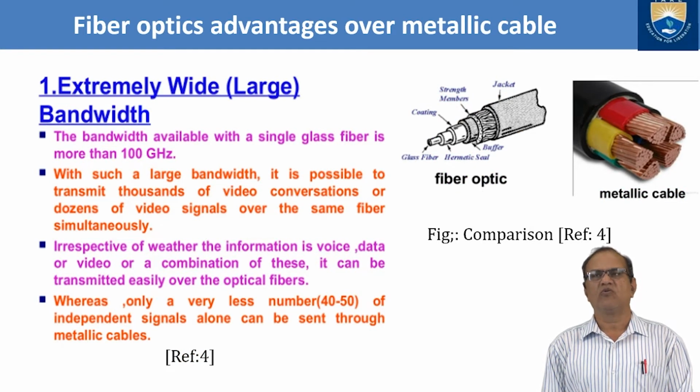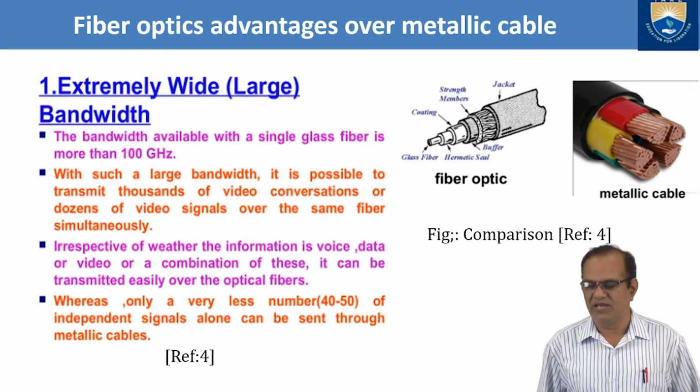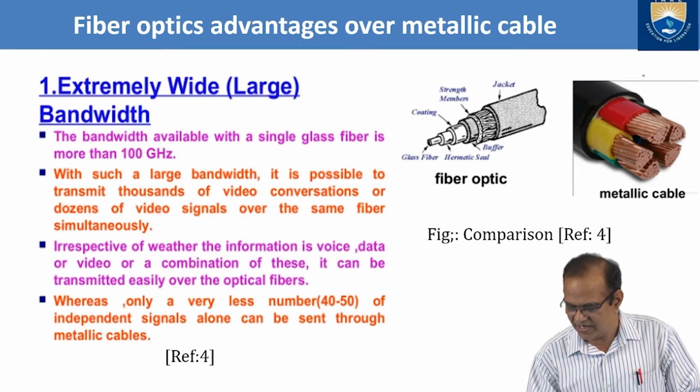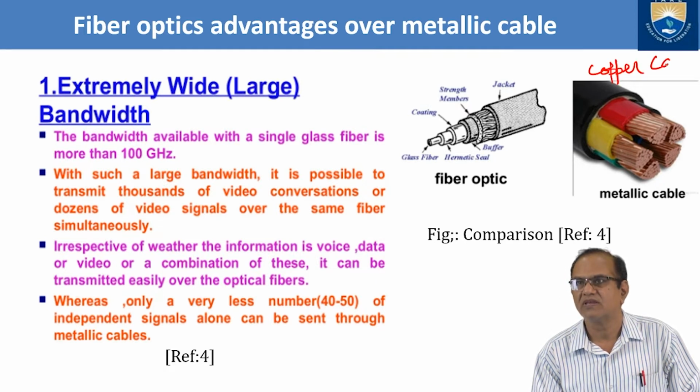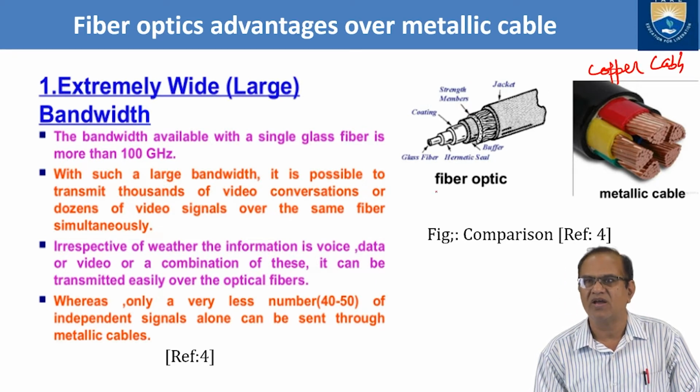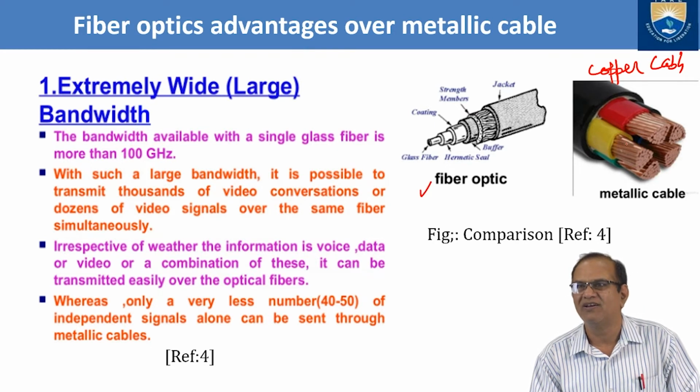Now I am going to discuss the advantages of fiber optics over metallic cable. This you can see here. We have a copper cable, and this is the fiber optic. You can see how big it is, how many wires: 1, 2, 3, 4, and each one has some 20, so nearly 100 wires are there.